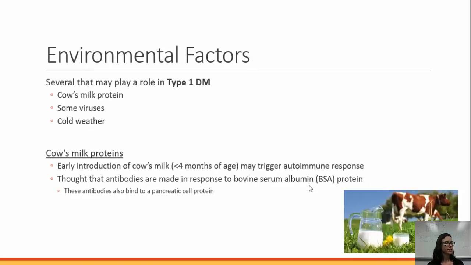Some environmental factors that have been implicated in type 1 diabetes include early introduction of cow's milk protein, certain viruses, and cold weather. Cow's milk protein introduction before 4 months of age may trigger an autoimmune response to the bovine serum albumin protein found in cow's milk. These antibodies are also hypothesized to bind to pancreatic cell proteins. The antibodies see the bovine serum albumin as foreign, the pancreatic cells look the same, so they see them as foreign and attack these beta cells. That's the hypothesized pathogenesis.